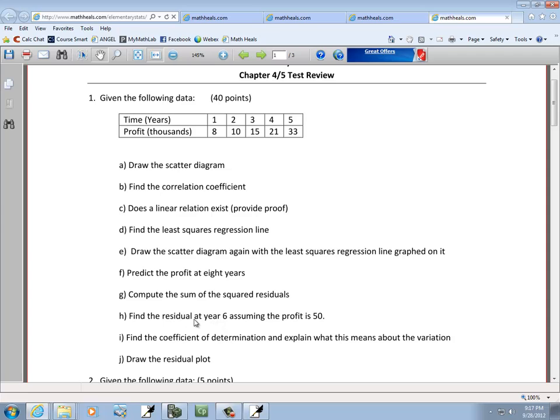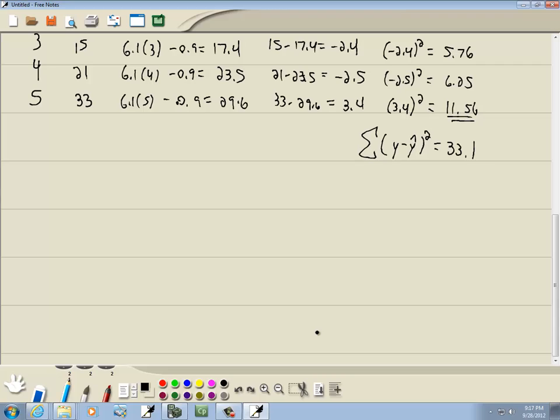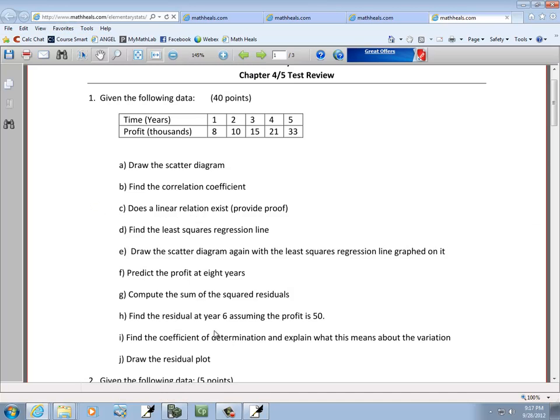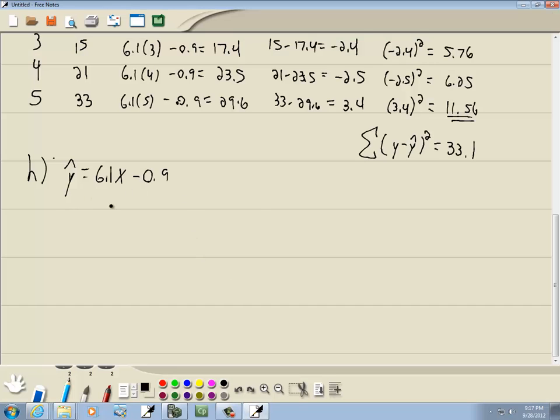Okay, let's see. Find the residual at year 6, assuming the profit is 50. Well, let's remember what our formula was. I've forgotten it myself. Was it 6.1x minus 0.9? I got it from right here. Now, when they're telling us, assuming the profit is 50, they're telling us that y is equal to 50. That's the actual data point.